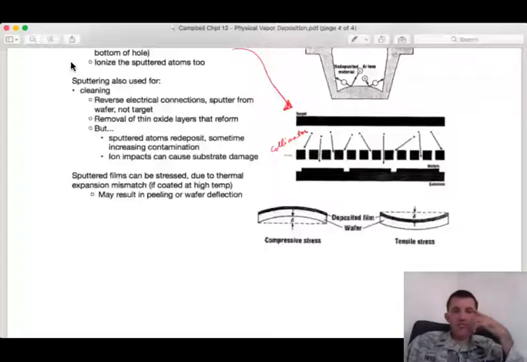However, that can backfire because you're sputtering atoms off the surface. Well, there's no guarantee they're going to go off and never come back. They could actually redeposit on that surface and be a source of contamination. Also, smashing ions into your substrate can cause damage in much the same way that it did when we talked about ion implantation.